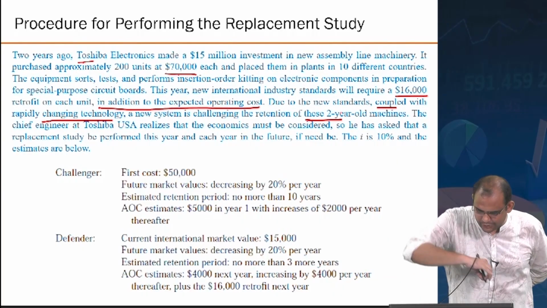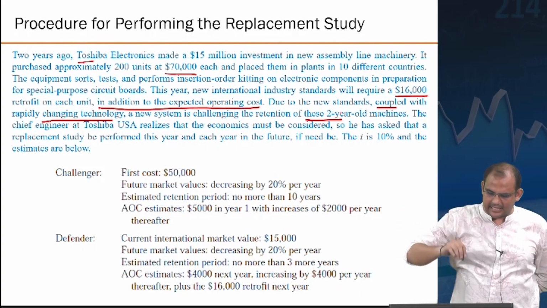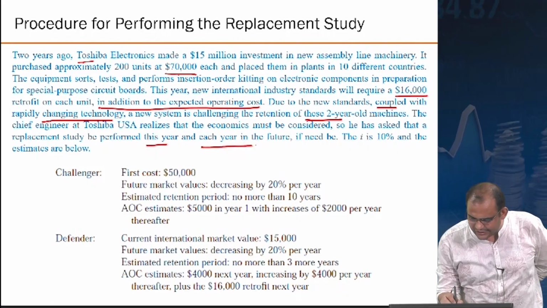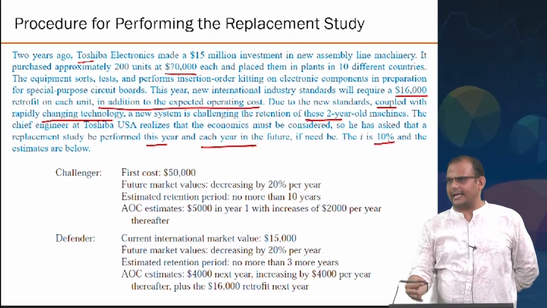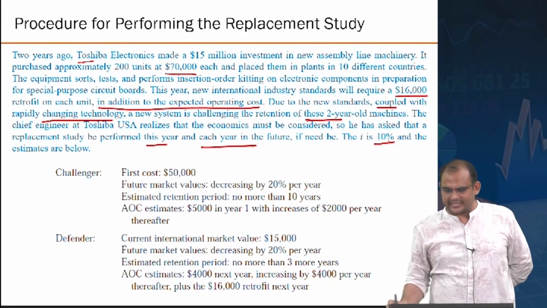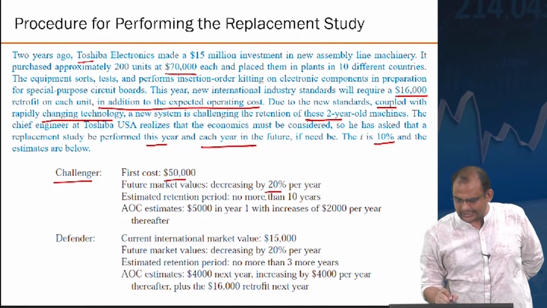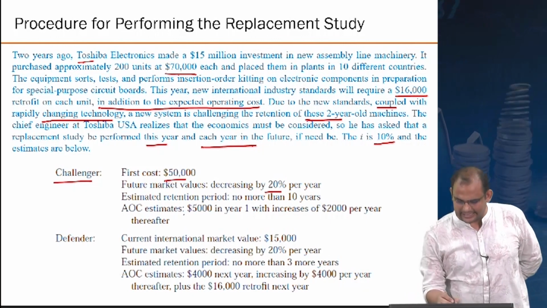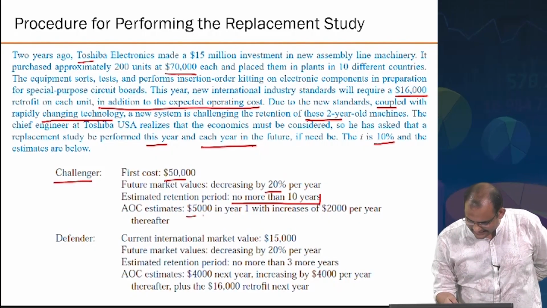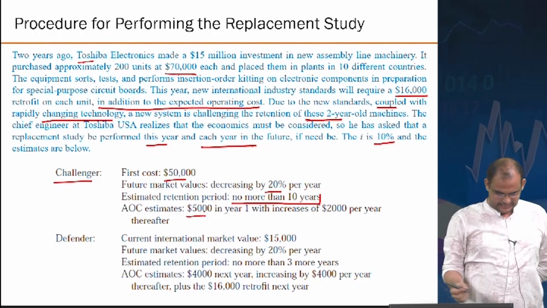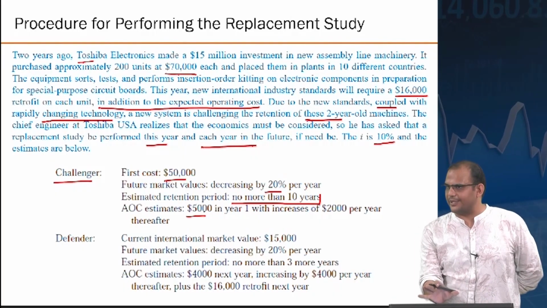The chief engineer of Toshiba USA realizes that economics must be considered. So he has asked that a replacement study be performed this year and each year in the future if needed. The I is 10% and the estimates have been given below. Your estimates are for Challenger, the first cost is 50,000. Future market value decreasing by 20% each year. Estimated retention period no more than 10 years for Challenger. AOC estimates $5,000 in year 1 with increase of $2,000 per year thereafter. Okay, this is all Challenger related information.